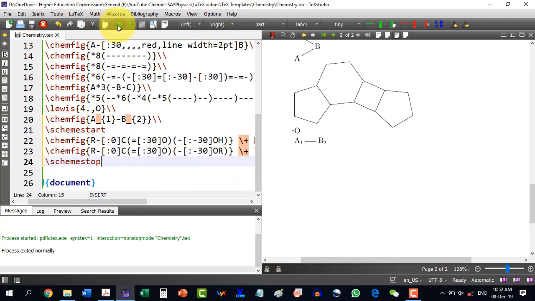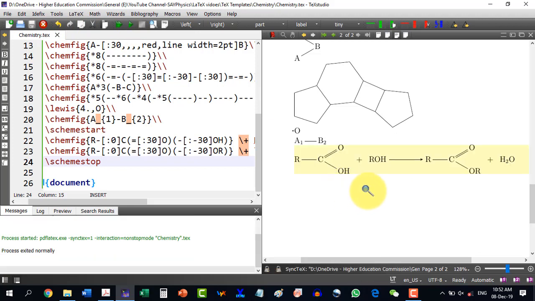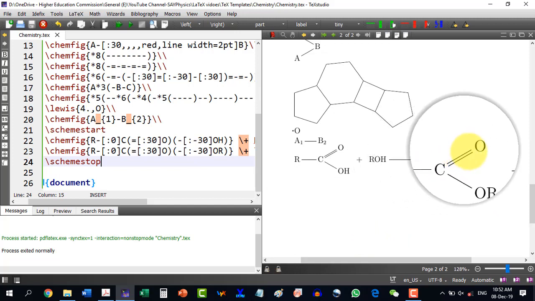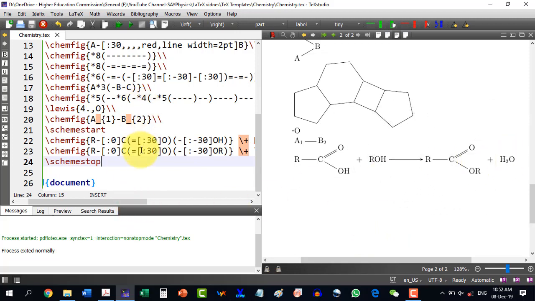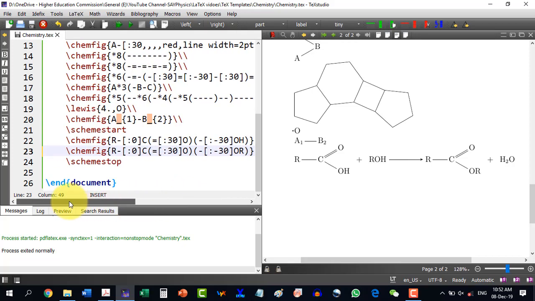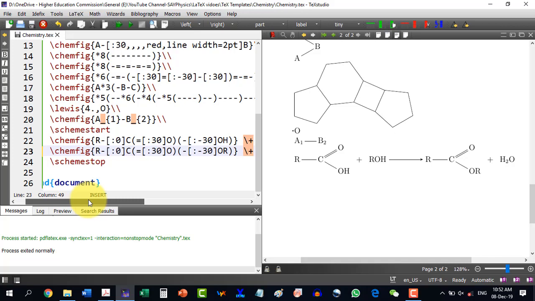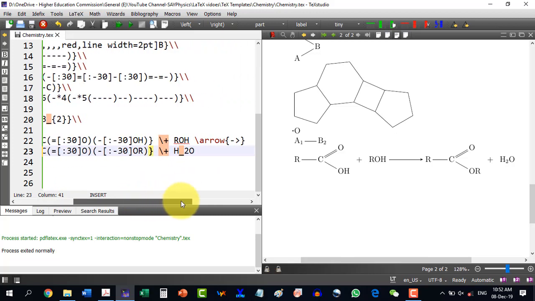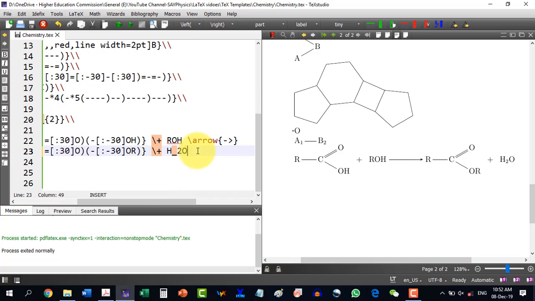So this is now the reaction: R this plus ROH slash R this and plus H2O. As I said, if I want to remove the chemfig and only write H2O plus H2O, then once I have started this bracket, where this bracket is closing, it is closing here, and then plus, and this H2O, and the scheme stops.